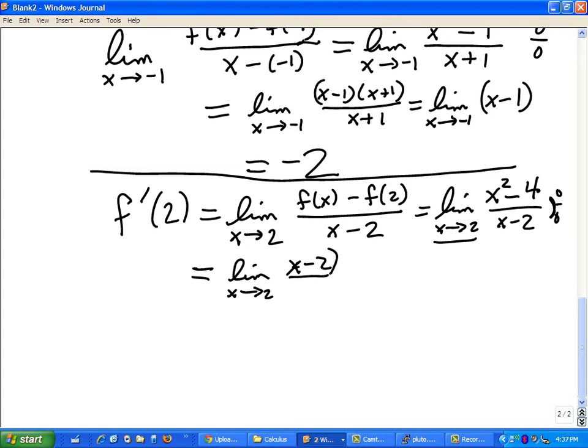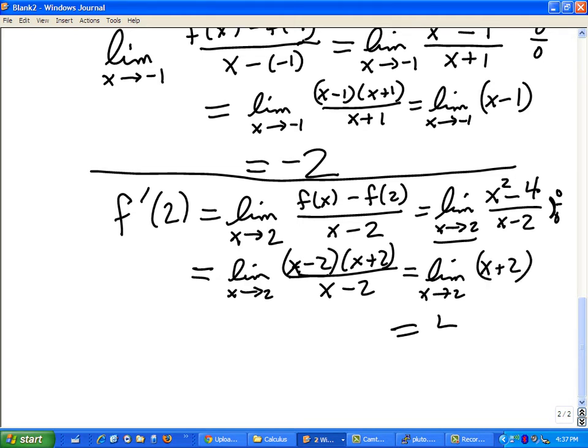And the bottom is still x minus 2. Cancel off the x minus 2's, gives us the limit as x goes to 2 of x plus 2, and that's obviously 4. And so a slope of 4 is what we saw in that steep part of the y equals x squared curve, to no one's surprise. Okay, let's do some more examples.